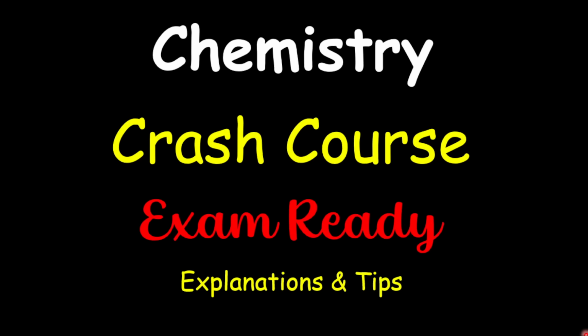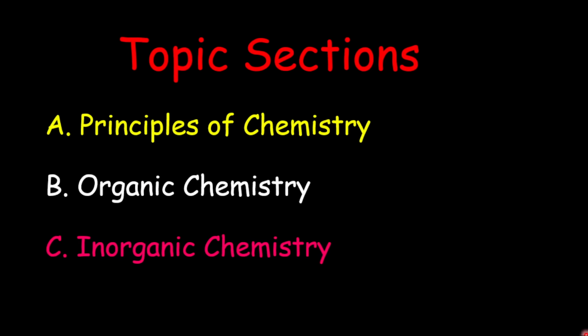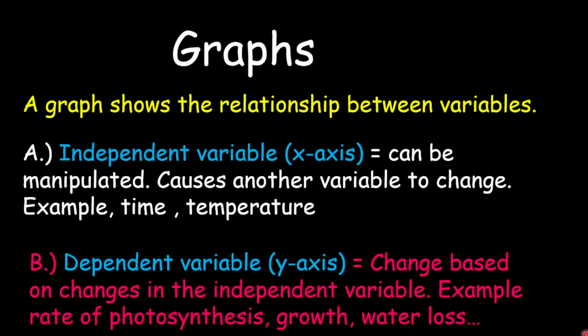As you know, the chemistry course is divided into three sections. You have the principles of chemistry, organic chemistry, and inorganic chemistry. The first thing, however, is to do a quick recap on graphs, because it is similar across the sciences, and it is good for you to know how to draw and label a graph. A graph shows the relationship between variables, and persons who have watched the bio crash course would have already been through this, so I'm going to quickly go through it.